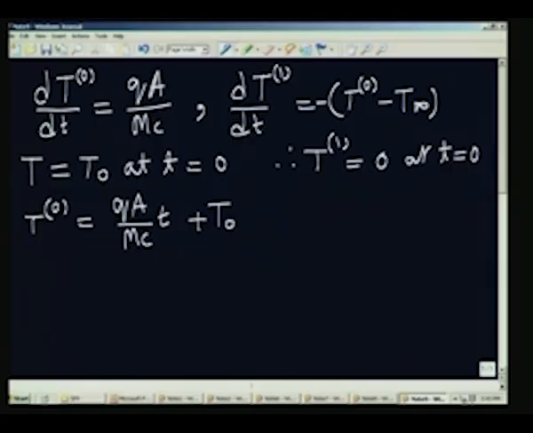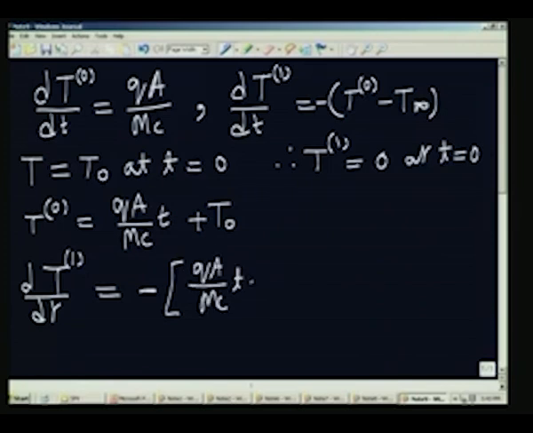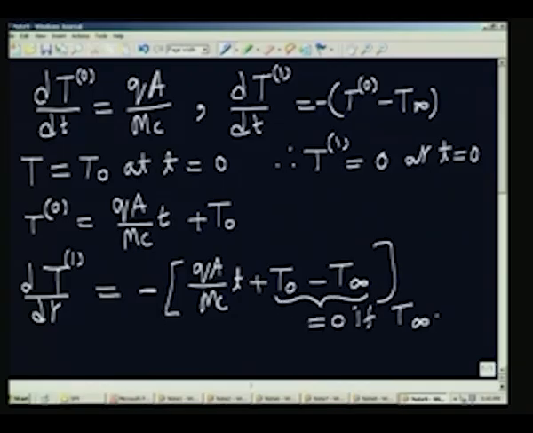And if I integrate this dT1 by dt equal to this one, what I will do is substitute it here. Therefore, dT1 by dt must be equal to minus T naught is qA by mc into (t plus T naught minus T infinity). If you assume that T naught and T infinity are the same, this is equal to 0; if T infinity is not equal to T naught, otherwise that also will float around. Now I can integrate the second equation here.